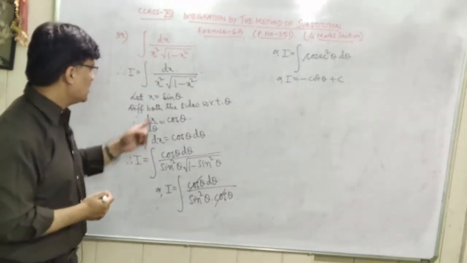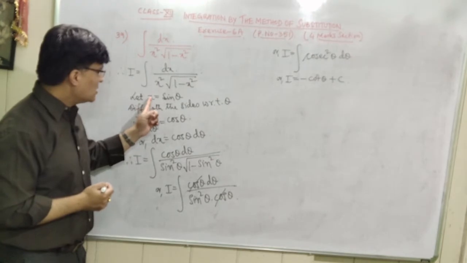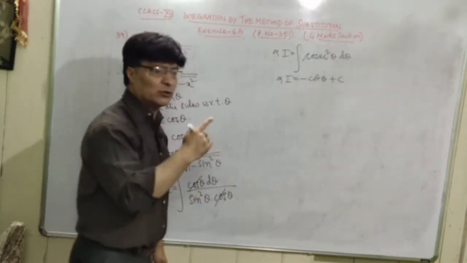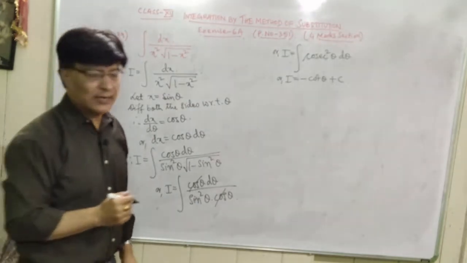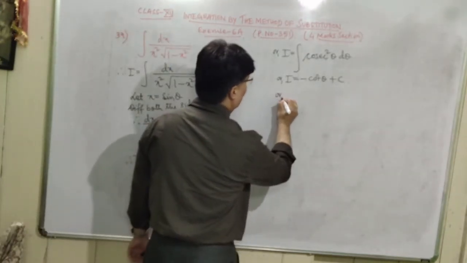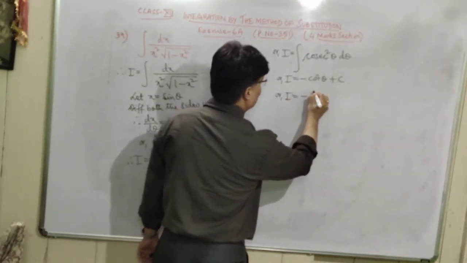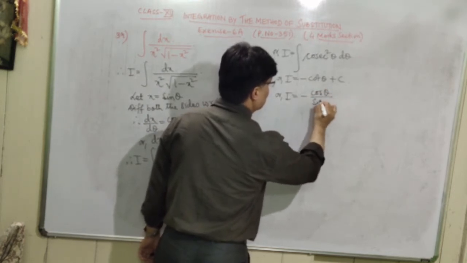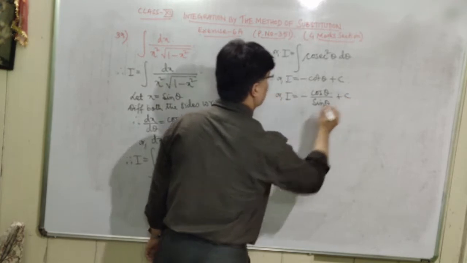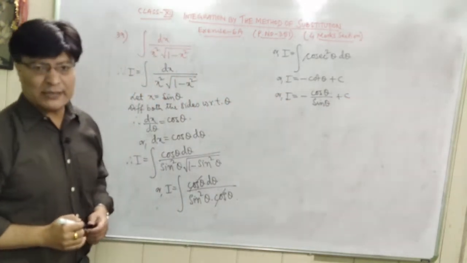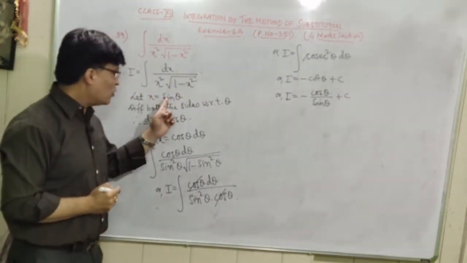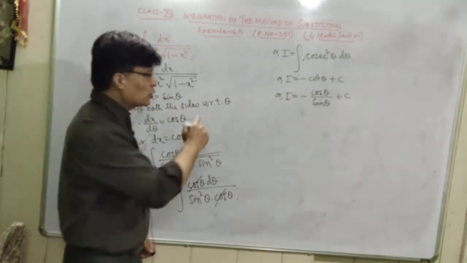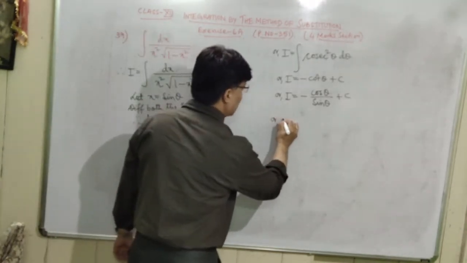You have to express it in terms of x. Since x is equal to sin theta, now you have to express this cos theta in terms of sin theta. Okay? So I is equal to minus cot theta, which is cos theta by sin theta, you know that, right? Cot theta is cos theta by sin theta. But we know only the value for sin theta, that is sin theta is equal to what? X. So you have to express cos in terms of sin.